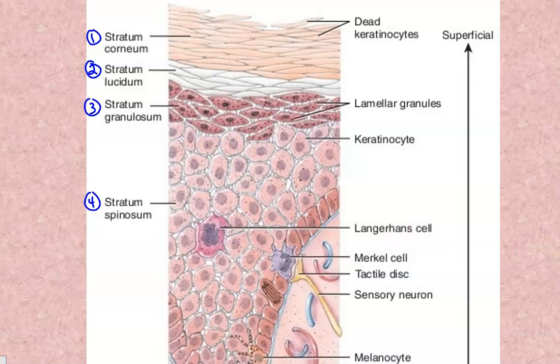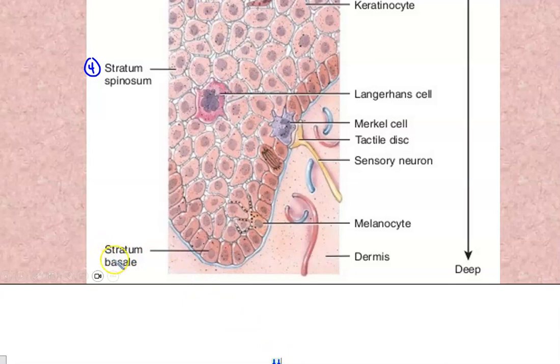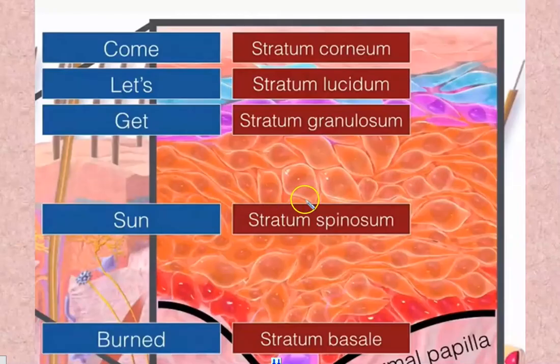And then our fifth, let me scroll on down, is the stratum basale, or the basal stratum. Some people call it basale, some say basal, whichever you prefer. Basal is near that basement membrane there, so it is our most deep. I've got them numbered 1 through 5, and the way you can remember those is "Come, let's get sunburned." That is the order from the most superficial to the most deep: corneum, lucidum, granulosum, spinosum, and the basal stratum. So you do need to have stratum in front of them.